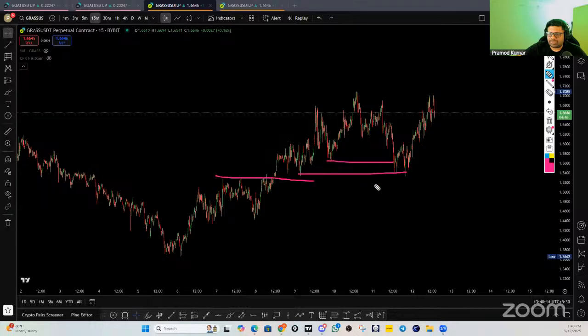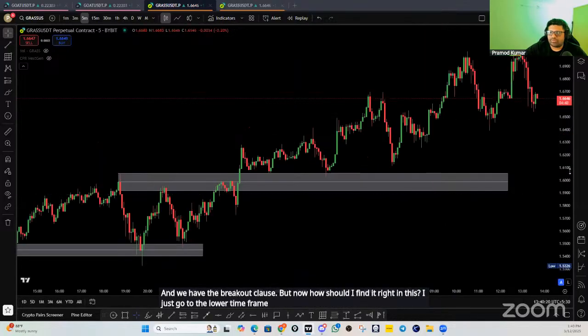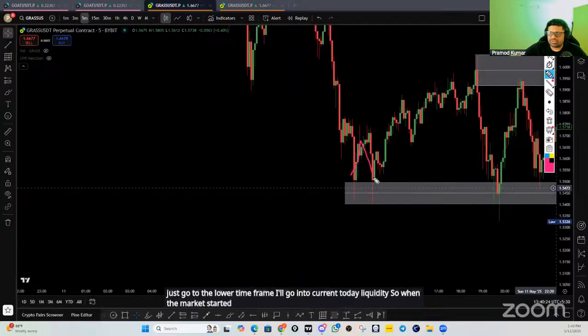And we have the breakout plot. But now how should I find the trade in this? I just go to the lower time frame. I'll wait for current day liquidity. So when the market started moving from this area, once again, if it is coming, fine.